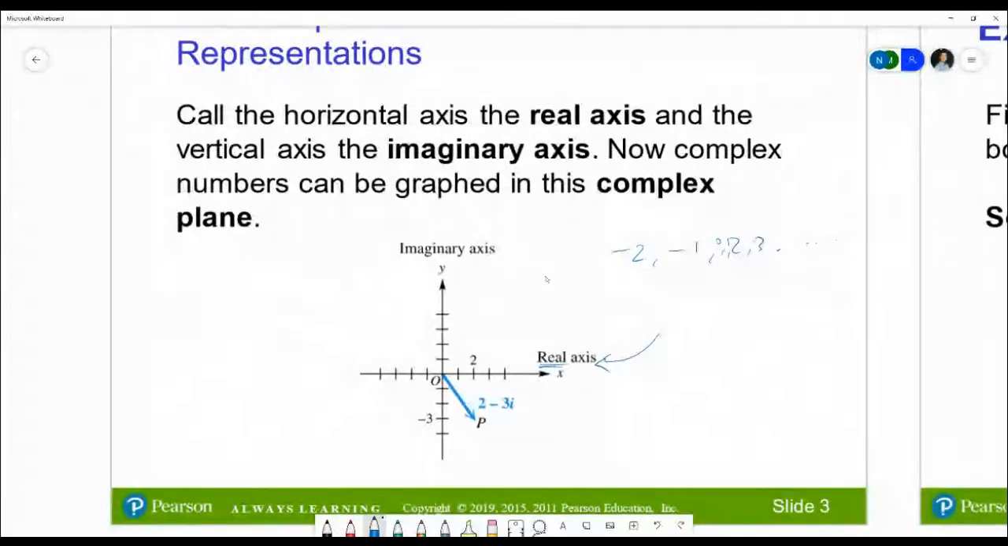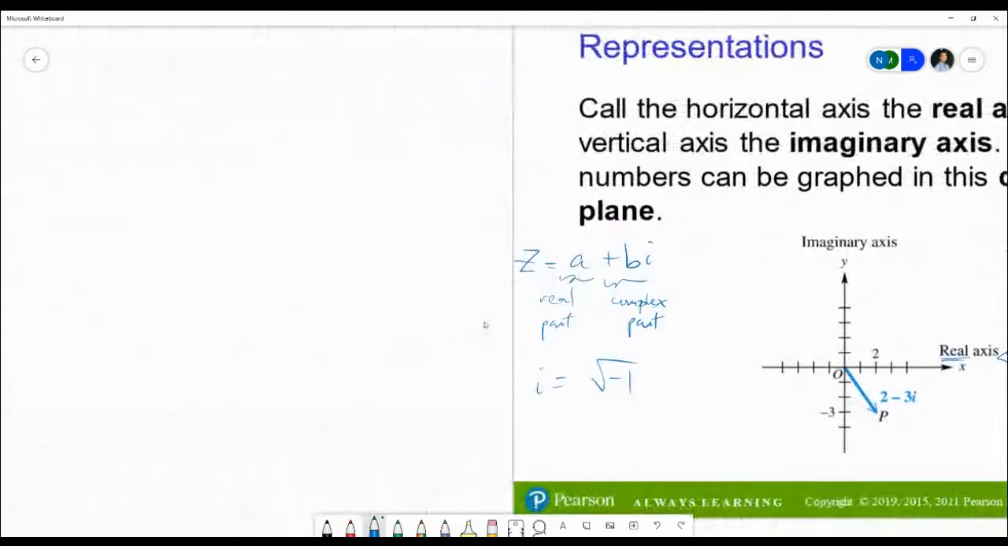Now, if we have any complex numbers, again, a complex number is written as a plus bi. Normally we use z to denote a complex number. Complex numbers come in two parts, the real part and the complex part. The complex part has an i in it, and the definition of i is the square root of -1. And you can also operate with i using the following rule.